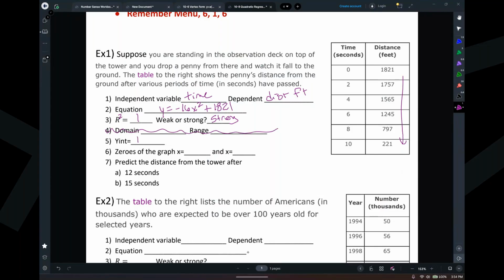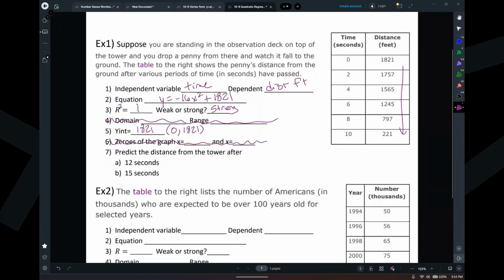The y-intercept was 1821, which means at the point 0, 1821, that's where you drop the penny from, right? 1821 is what you drop the penny from, right? And we're not going to deal with the zeros, so you can ignore that. Over the years, I've been changing this because it's really not what this lesson's about, okay? And then we're going to answer 2 questions. Where would the penny be after 12 seconds and where would it be after 15 seconds, right?